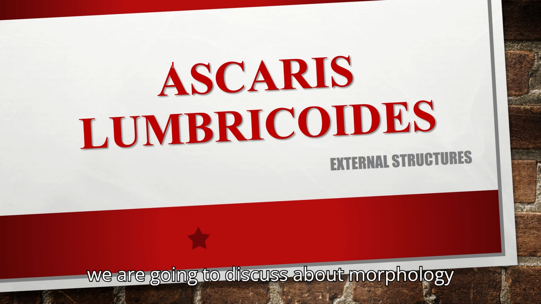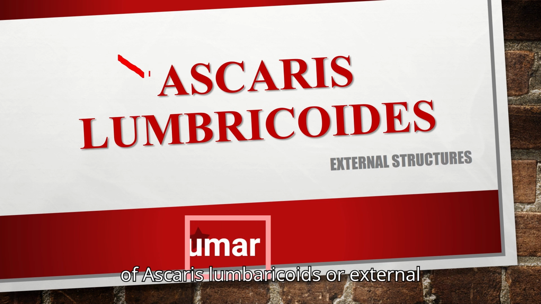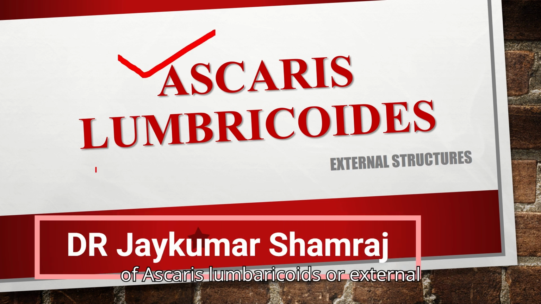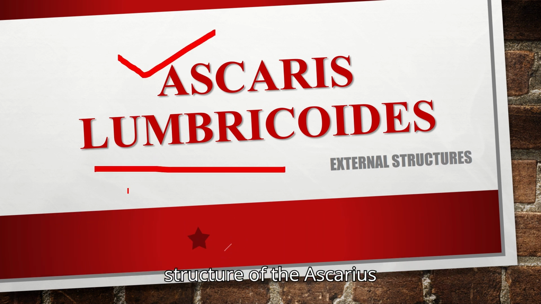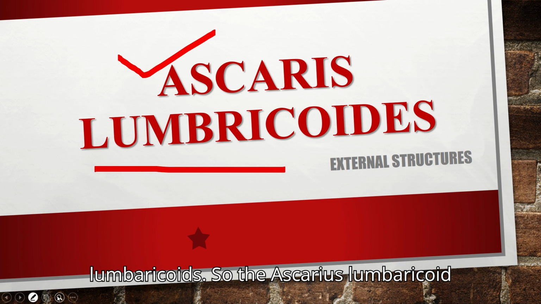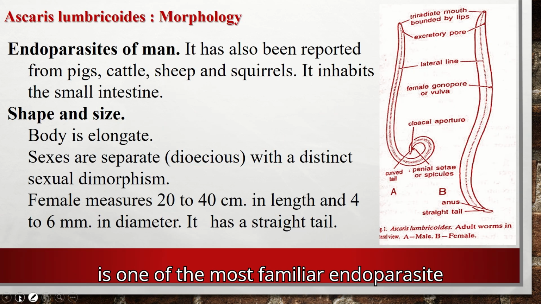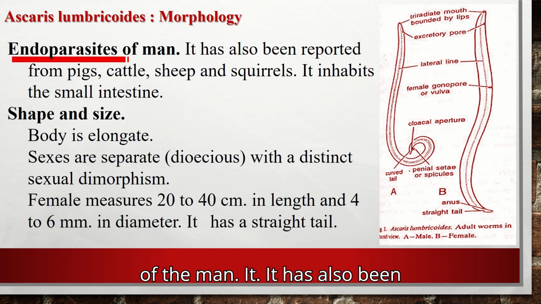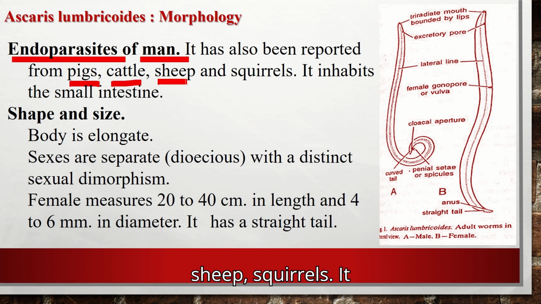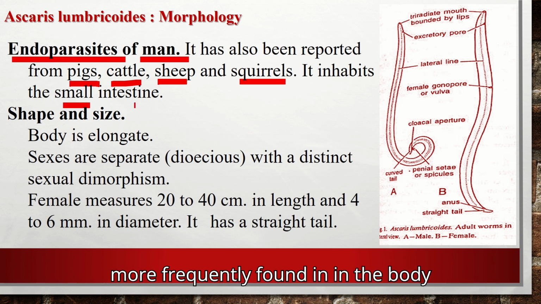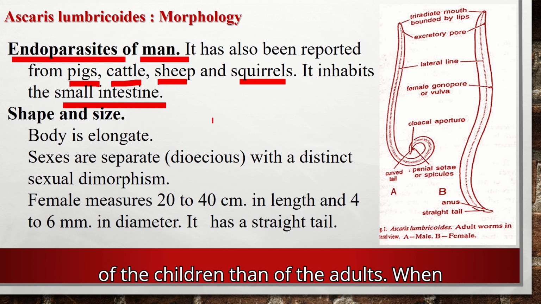So we are going to discuss the morphology of Ascaris lumbricoides, or the external structure of Ascaris lumbricoides. Ascaris lumbricoides is one of the most familiar endoparasites of man. It has also been reported from pig, cattle, sheep, and squirrels. It inhabits the small intestine and is more frequently found in children than in adults.